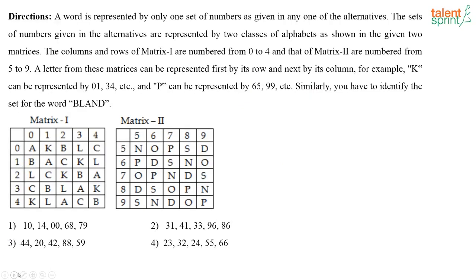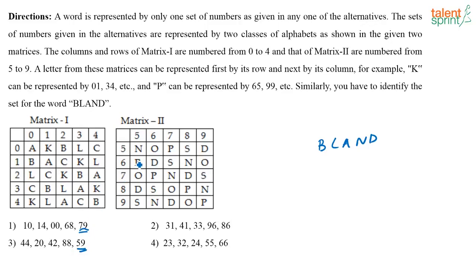Next. For this question you have to do a trial and error method, but many times what happens is when you check from the back end, the last letter, many times you get the answer faster. So for example, for this question we have to find out the code for the word BLAND. If you look at 59, what does 59 stand for? 59 stands for D. Okay, you can't eliminate that option now.